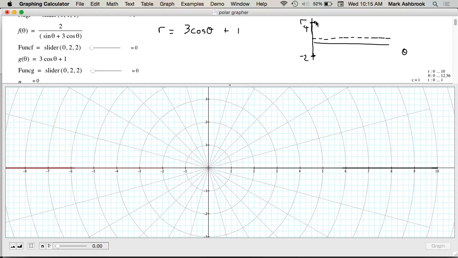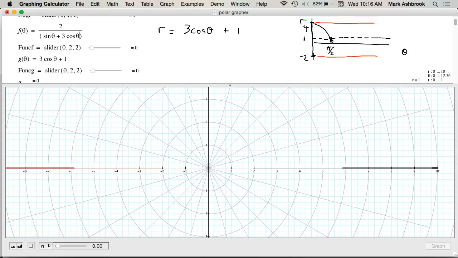All right, so this thing is going to be centered on 1 and have a max of 4 and a min of negative 2. Okay, and cosine starts where? Max, midline, or min? The max, and it goes down to the midline at what angle? Pi over 2, right? So it's going to hit the midline, or 1, r equals 1, when we're at pi over 2.